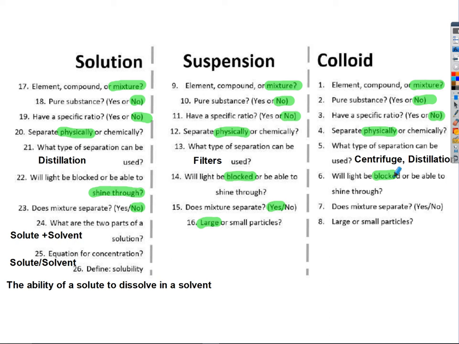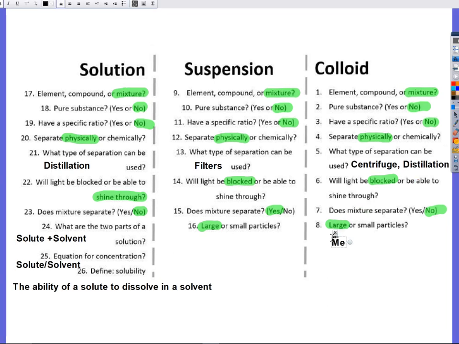In a colloid, light will be blocked. The mixture does not separate on its own, and it tends to have, you could either say, large or medium particles. The particles aren't very small. The smallest particles would be in a solution because you cannot see them and they don't block light.